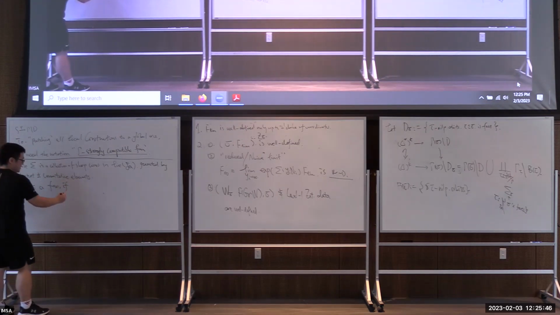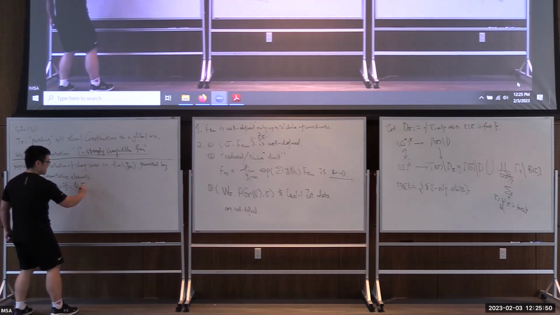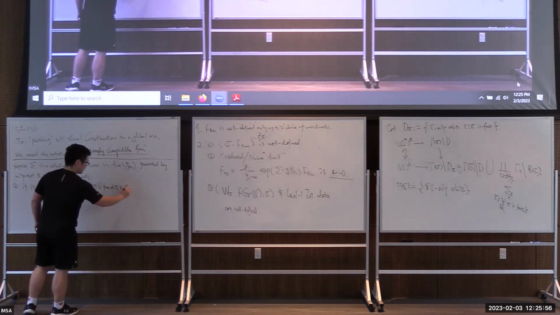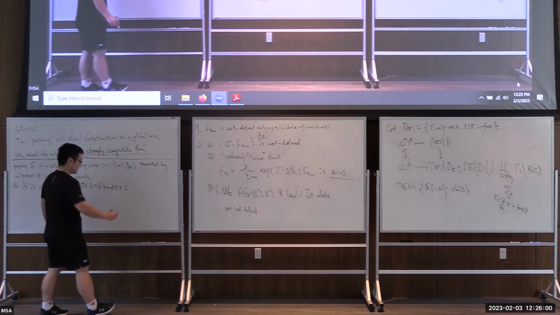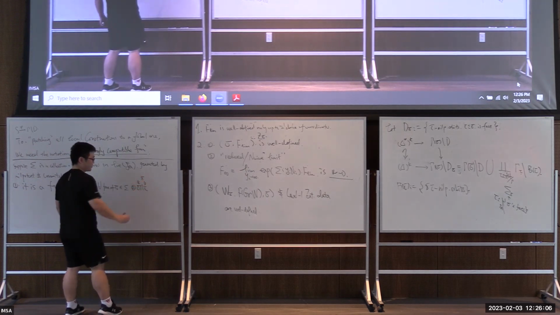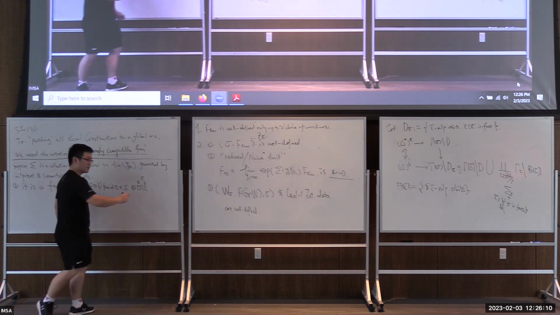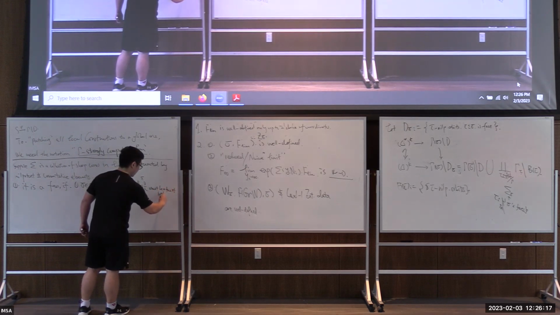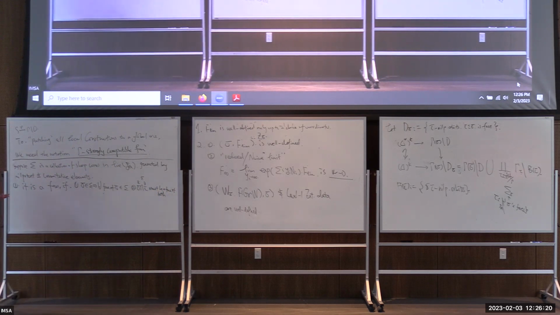so this collection is a fan if, first, for σ in this collection, any face of σ is also in this collection. The second is, for any two members in this collection, their intersection must be a face of both. So it has some nice polyhedral decomposition. It cannot be an arbitrary collection. This comes from the Fourier property, but the most important part is actually Γ strongly compatible. So what does this mean?